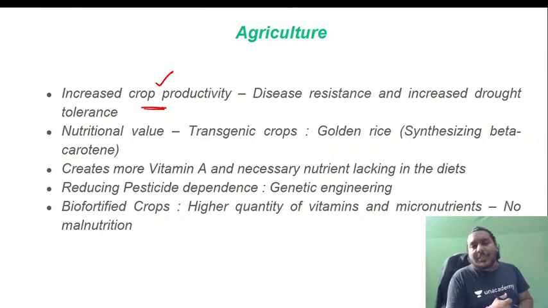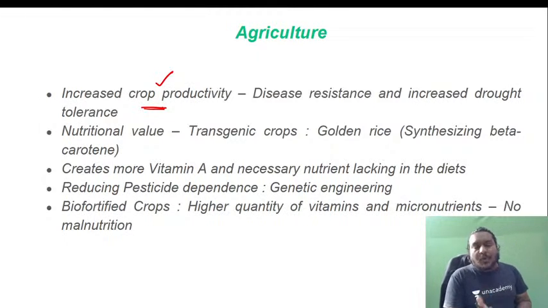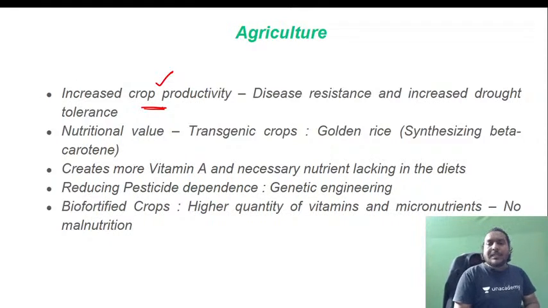The second thing we have is the nutritional value of these crops. For example, you must have heard about golden rice, which is synthesized with beta carotene, which allows more vitamin A to get into people's bodies with the consumption of golden rice. That is a very interesting case.